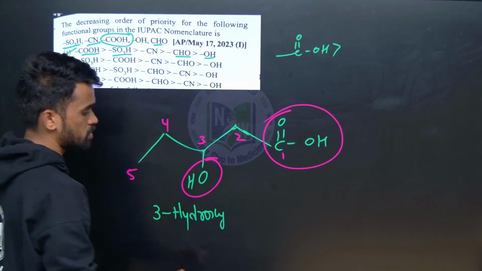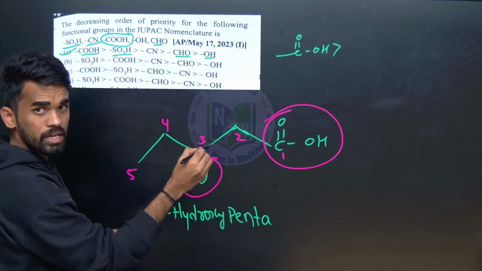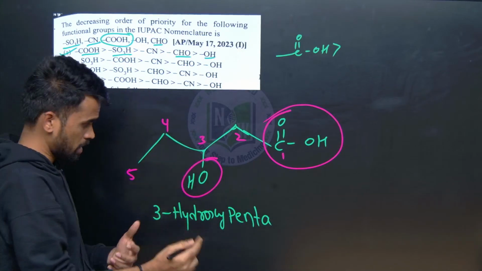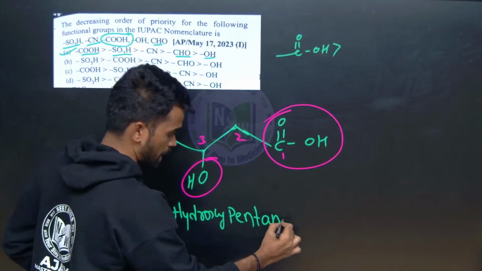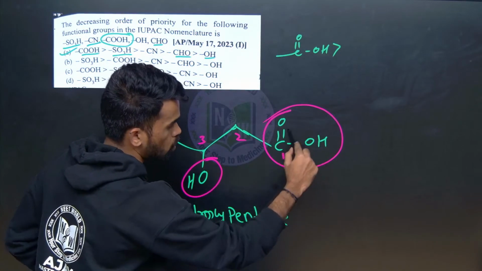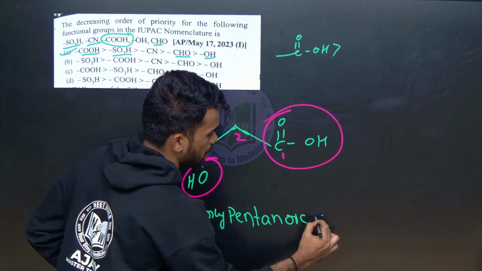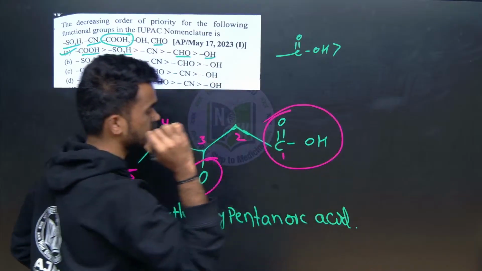So 5 carbons means pentane. Is there any double bond here? No. So we can say pentane. Okay, pentane, like this. Now here you should remove this E and you have to write this oic acid as a suffix. Pentanoic acid. This is the name of the compound.